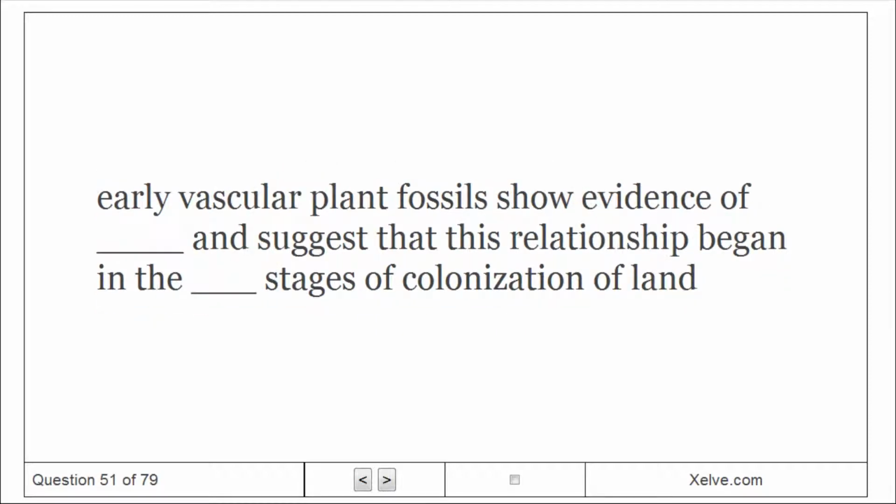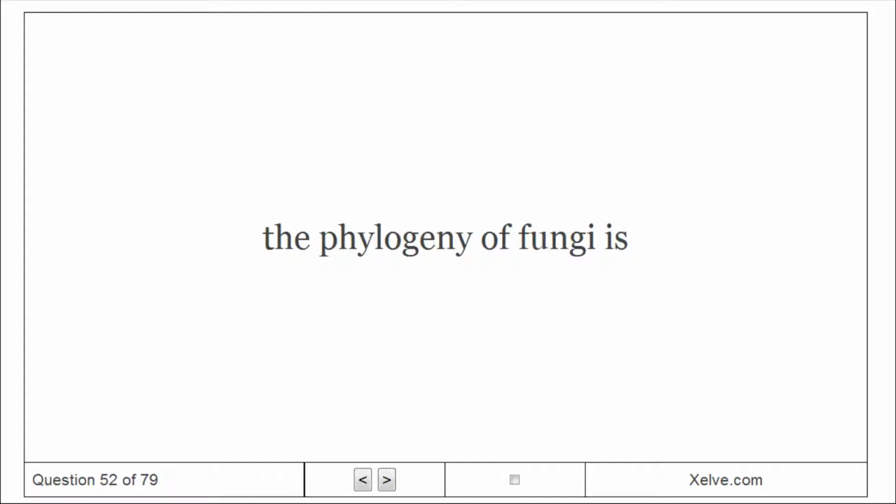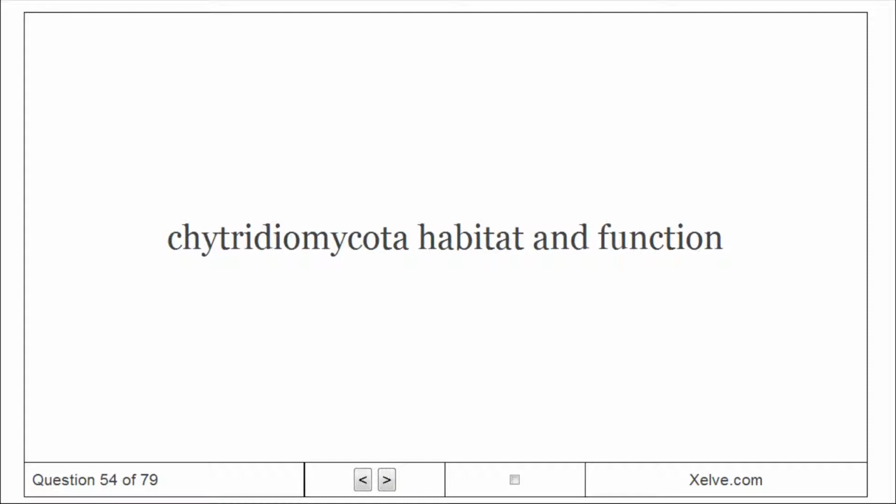Early vascular plant fossils show evidence of mycorrhizae and suggest that this relationship began in the earliest stages of colonization of land. The phylogeny of fungi is still open to debate. Five phyla of fungi we focus on: Chytridiomycota, Zygomycota, Glomeromycota, Ascomycota, and Basidiomycota.